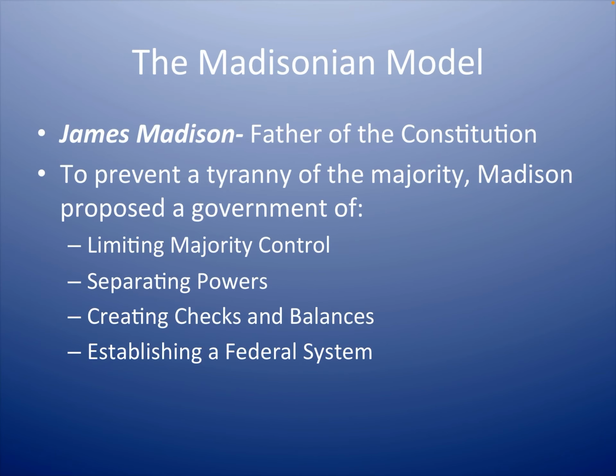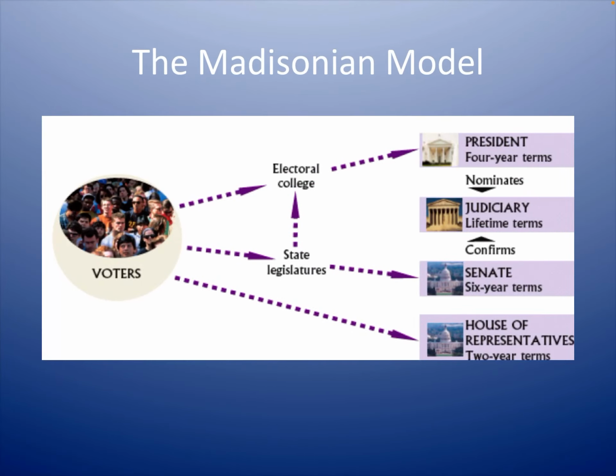This is all going to be based on something called the Madisonian model. And it's going to be named after James Madison, who's considered to be the father of the U.S. Constitution. So Madison is going to be trying to design a system of government that will protect against tyranny. So he is going to propose a government that has a lot of different systems to try to prevent tyranny, including separation of powers, checks and balances, and establishing something called a federal system.